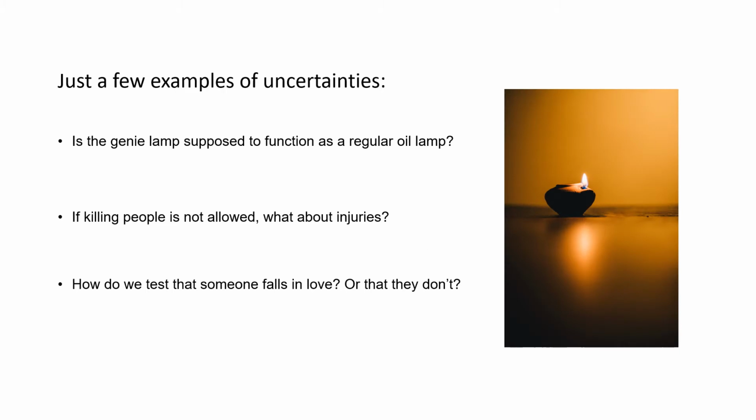So as we see, there are a lot of uncertainties here, and I'll just name a few. Is the Genie lamp supposed to function as a regular oil lamp? Are we supposed to be able to pour oil into it and light it up? Another question is, if killing people is not allowed, are some injuries allowed? And if they are, where is the borderline? I will get into this question later. How do we test that someone falls in love or that they don't? Another question about the lamp restriction.